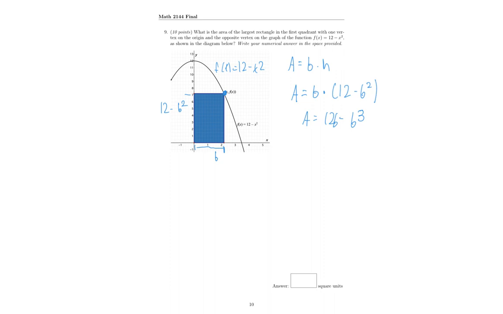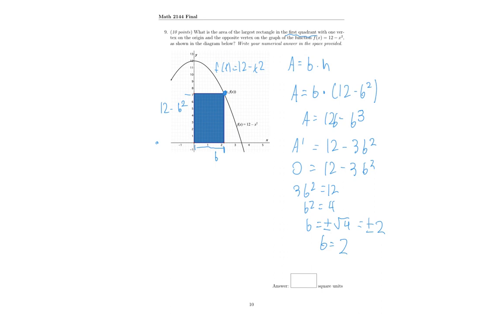So A prime is going to be 12 minus 3b squared, and we'll say that equals 0. So I'll add 3b squared over, divide by 3, take a square root, so b is going to be plus or minus the square root of 4, which is plus or minus 2. But remember how it said this whole thing with the first quadrant? Negative 2 is over here. That doesn't make sense. So that means positive 2 is going to be it.